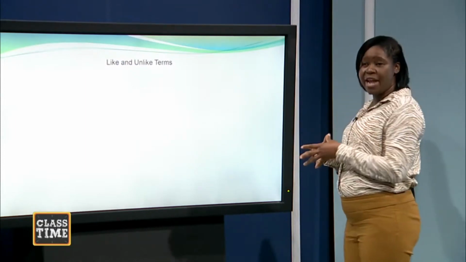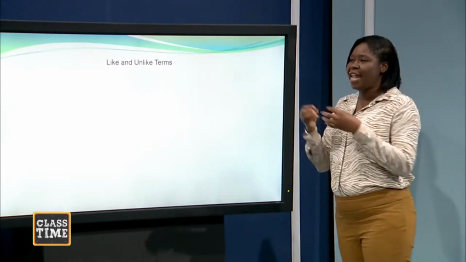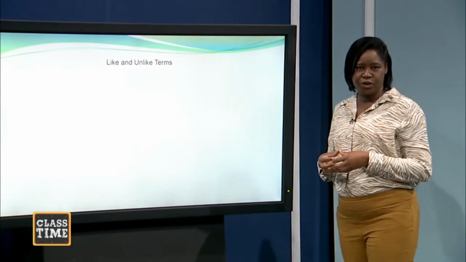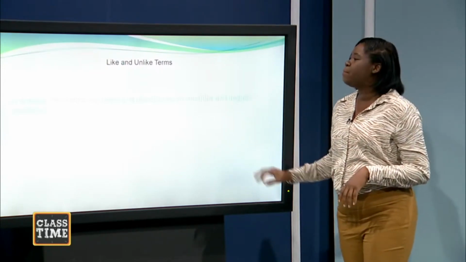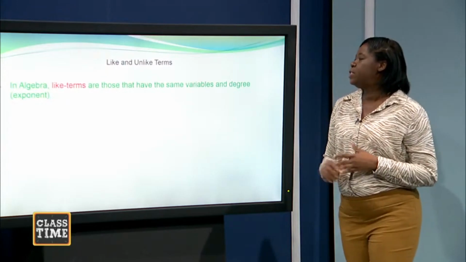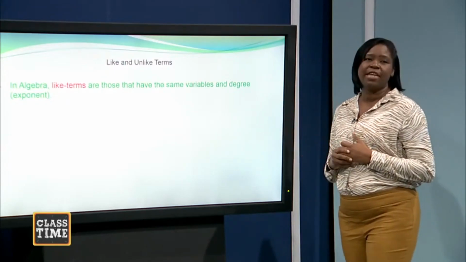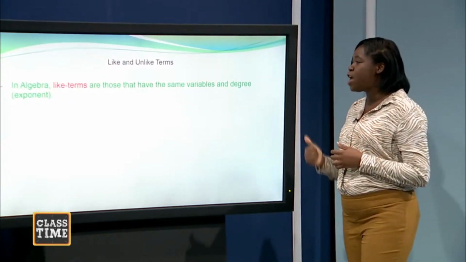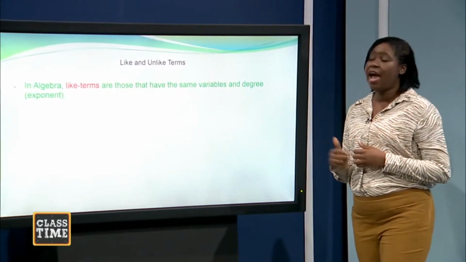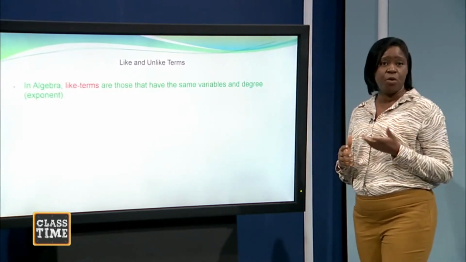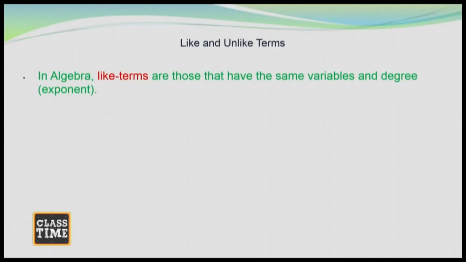Just the same in algebra, we have like and unlike terms. Those that are like terms are those that have the same variables and degree. And when we talk about degree, we're talking about the exponent or the power. And this is what it would look like.